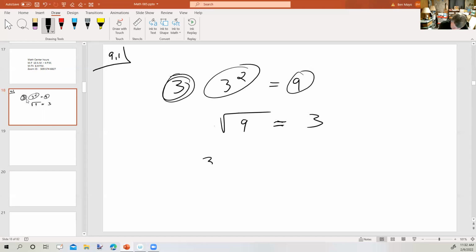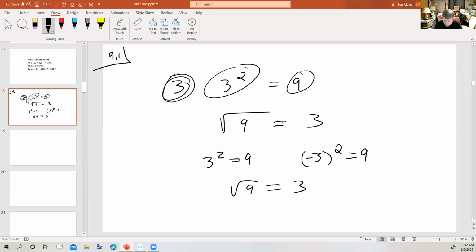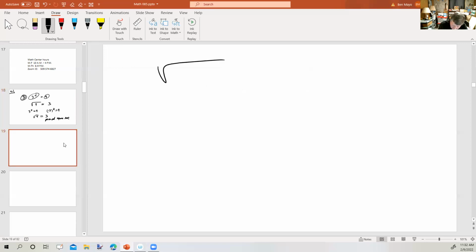Now, 3 squared equals 9, but -3, the quantity squared, also equals 9. However, when we go the other direction, we only get the positive, or what is known as the principal square root.